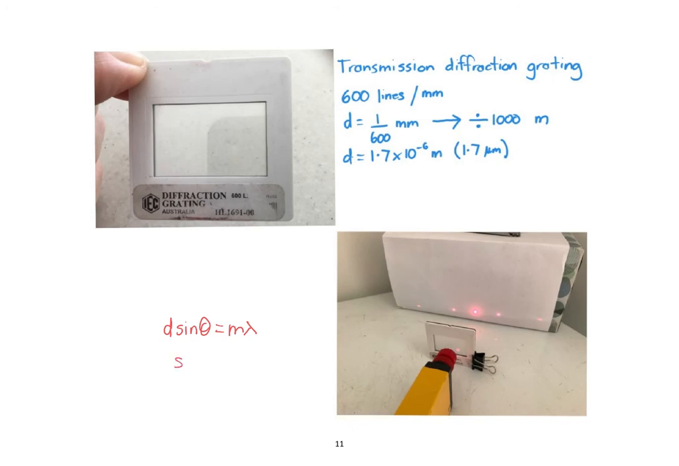Rearrange that a bit. Let's say sine theta equals m lambda on d. Because d is much smaller, sine theta will be much greater. So because the distance between the slits is smaller than the double slit one we looked at, this angle where we get constructive interference will be much greater. I'll talk about this a little bit more in a minute as well, but I think that's worth noting.